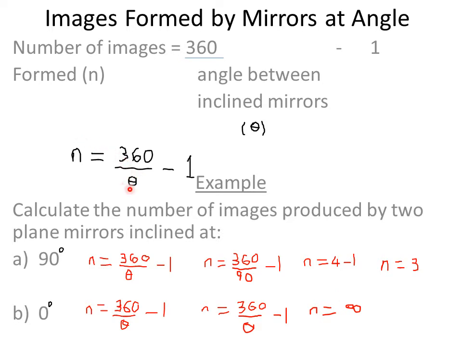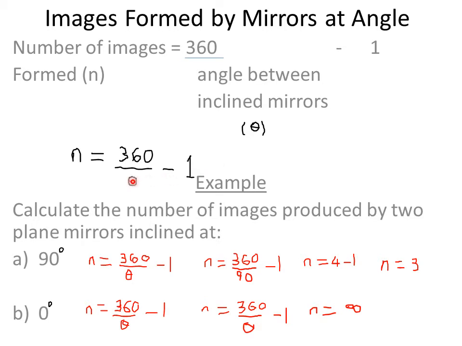So if the angle of inclination between two mirrors is a large value, you are dividing 360 by a large number, therefore the quotient will be a small number. So the larger the angle of inclination, the fewer the images formed. For example, if the angle of inclination is 360 degrees, we have 360 divided by 360, which is 1, minus 1. So 1 minus 1, you get 0. It means no image will be formed. So the larger the angle of inclination, the smaller the number of images formed.